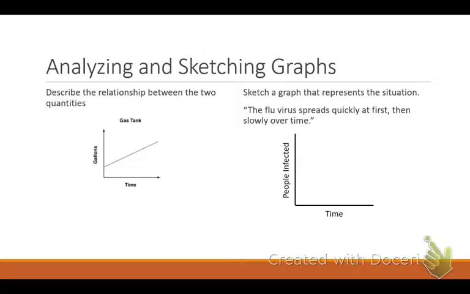What about the next one? It says the flu virus spreads quickly at first and then slowly over time. So exactly right. So it just goes like straight up and then like it maybe slows down. Or maybe it goes straight up and then it goes more like that. Okay? Yeah. So again, we really didn't have any issues there.